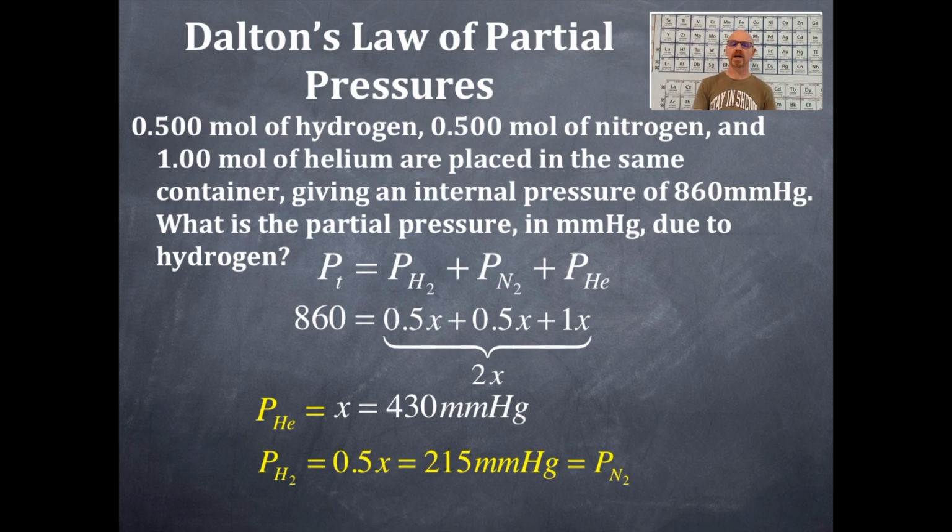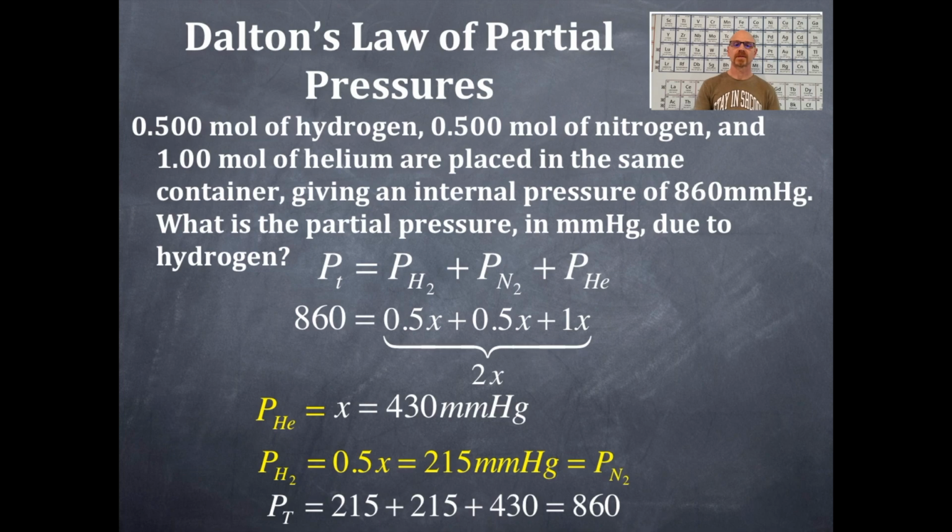Here's a good check. So we know the total pressure is 860. We know the pressure of the hydrogen gas is 215. We know the pressure of the nitrogen gas is 215. And we know the partial pressure of the helium gas is 430. So they should all sum up to 860, and that should make sense. Hopefully that check really works for you. All right, let's go on to the next problem.